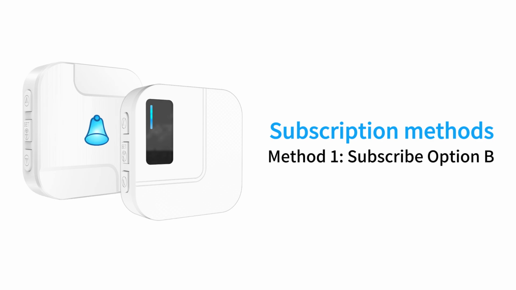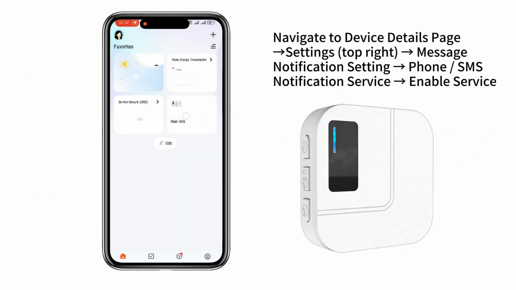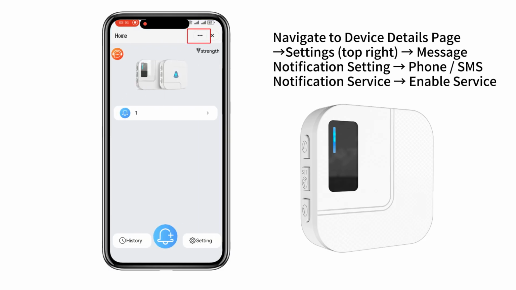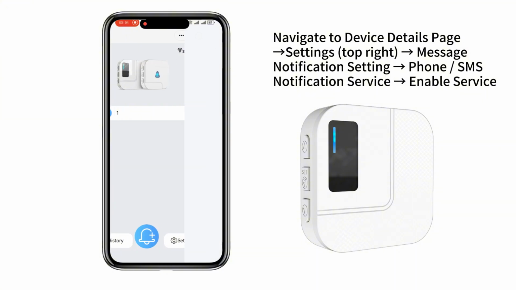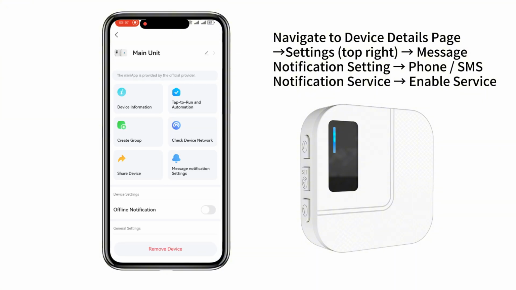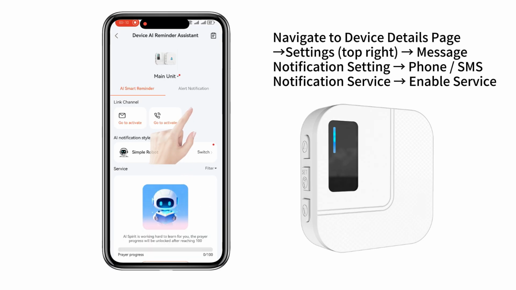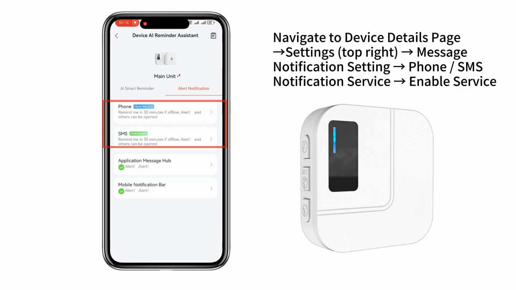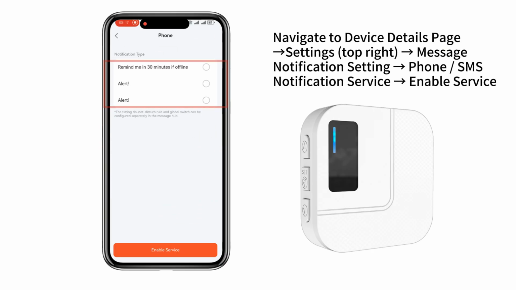Subscribe, option B. Navigate to Device Details page settings. Message notification setting. Phone SMS notification service. Enable service.